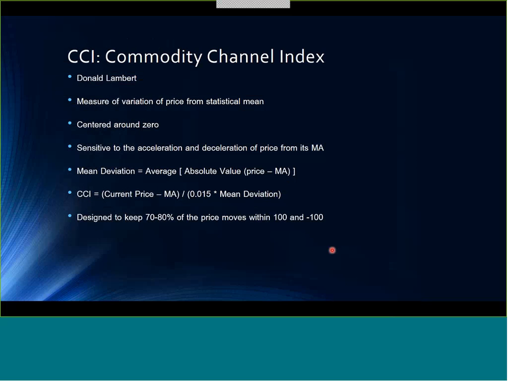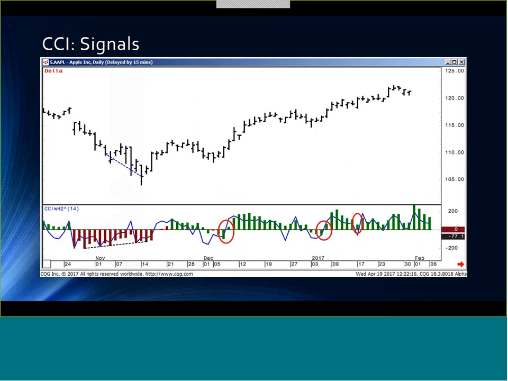The CCI, this was developed by Donald Lambert. To me, it's a faster oscillator. I like to use it intraday. It's not bounded by 0 and 100 or minus 100 and 100, though the way he designed it, 70 to 80% of the price activity will be between 100 and minus 100. So it's your typical oscillator. Now, I use the CCI with not only a slow but a fast. So I use a 14-day CCI, and then I put a 5 or 7-day CCI on top of that.